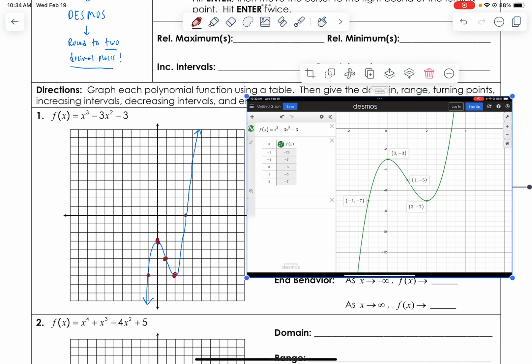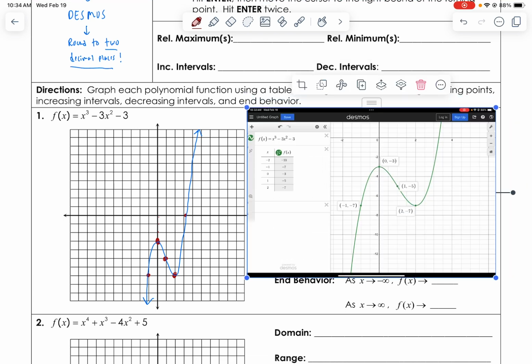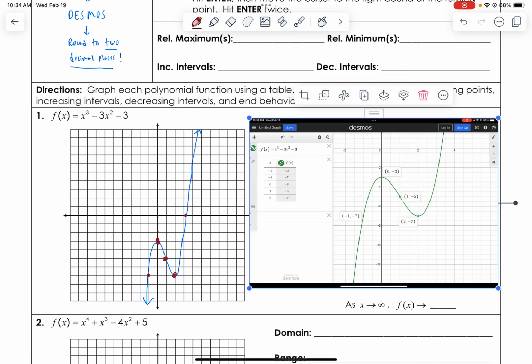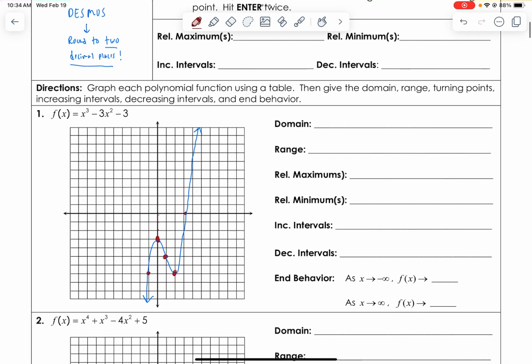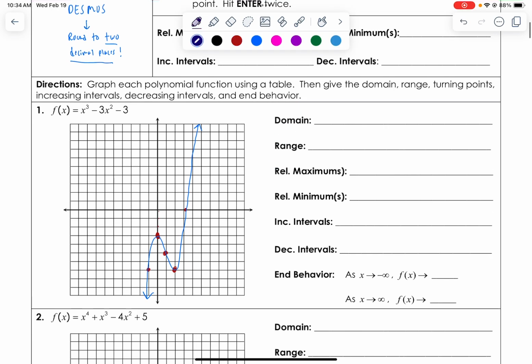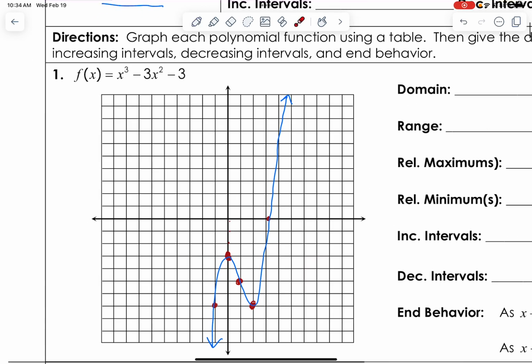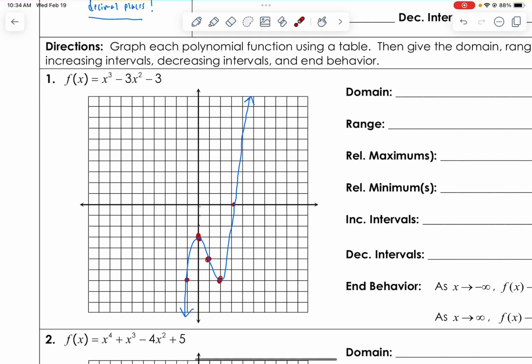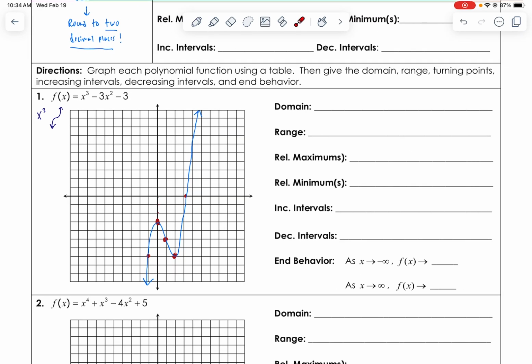Okay. So just make sure you do have the sketch right there. Now let's think about the domain and the range of this graph. One thing I want you to really notice is the leading term of this polynomial, which is x cubed. We said a while back that x cubed looks something like this, and that the domain and the range was all real numbers.